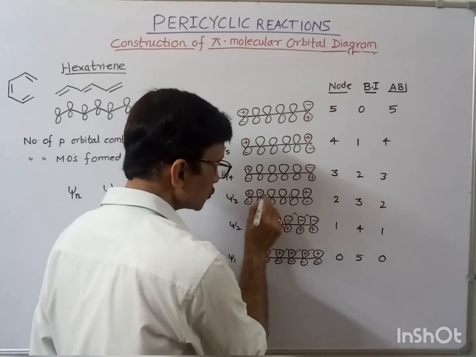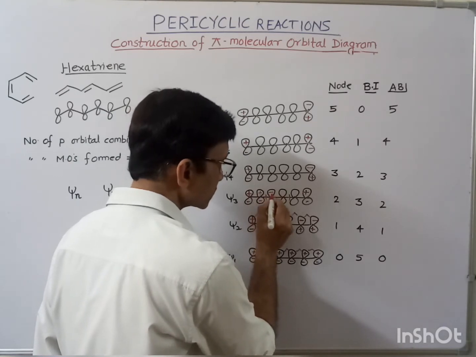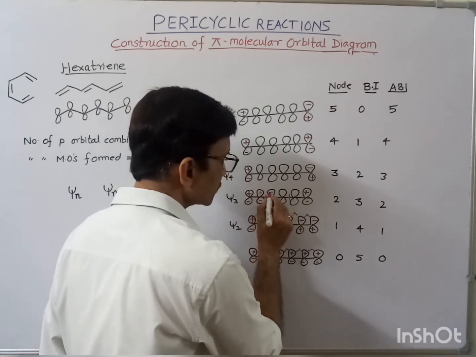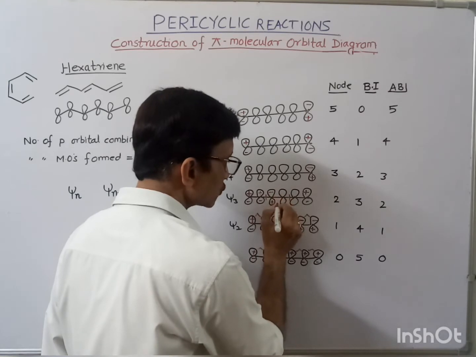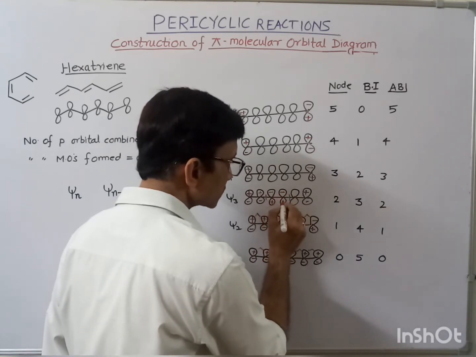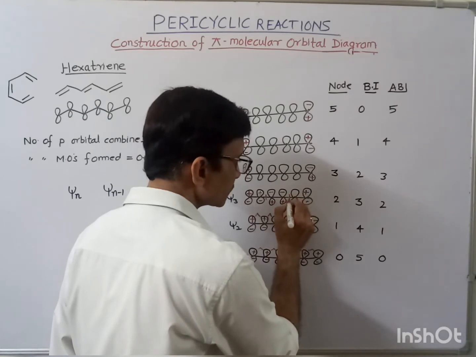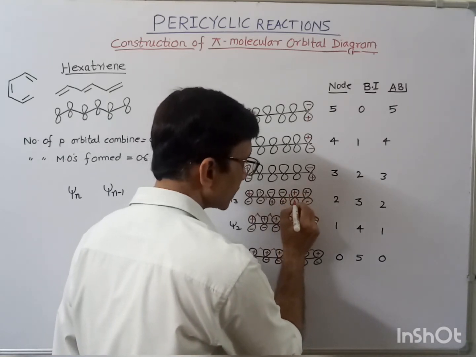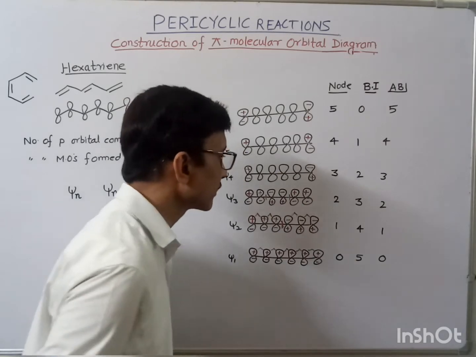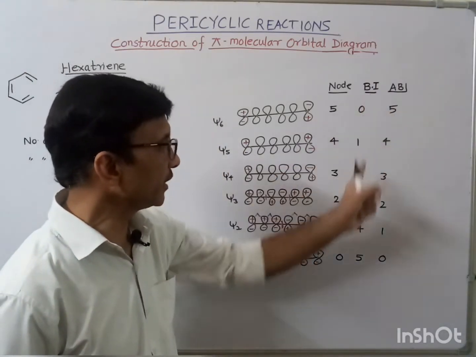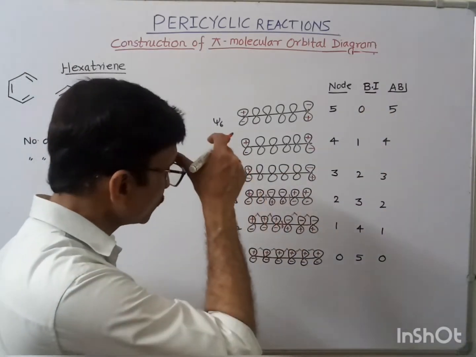If this is plus, because a node is present over here, this will be minus, plus. If this is minus, then a node is not present over here, that's why it is minus, this is plus. If this is minus, then since a node is present over here, that's why it should be plus and it should be minus. So if you see the bonding interactions, how many bonding interactions can you see?